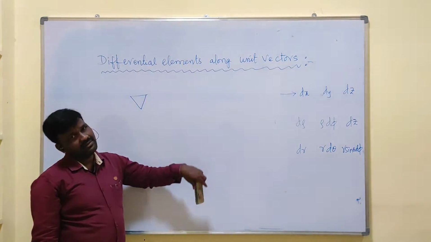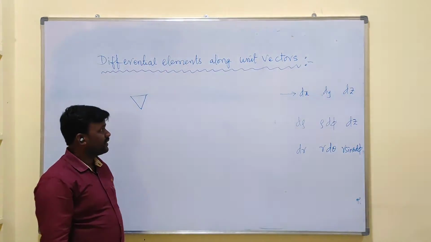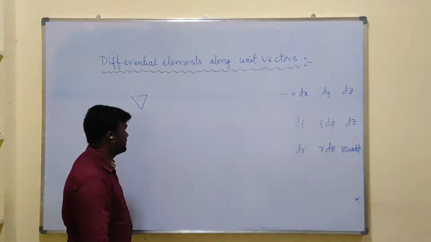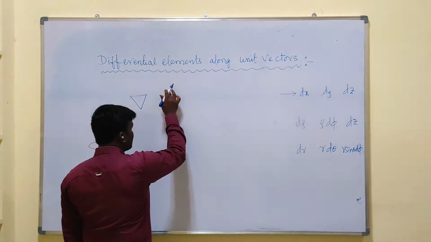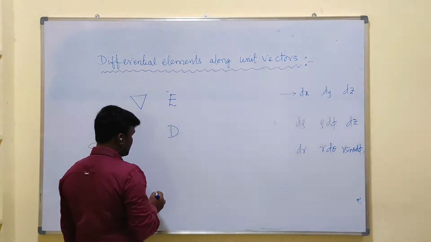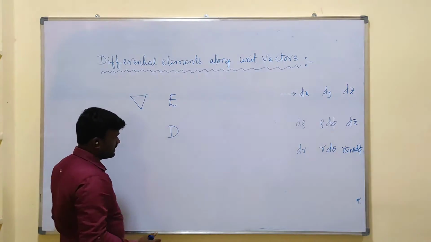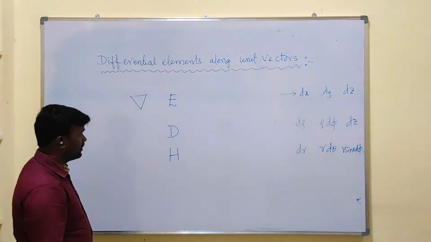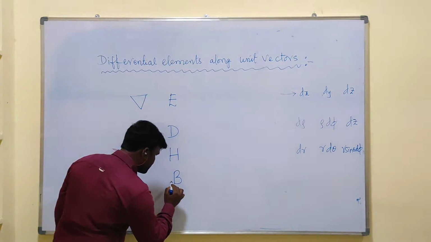We have so many parameters of electromagnetic fields, but the main parameters are intensity and density parameters. The intensity parameter is electric field intensity like this, and the density parameter is electric flux density. Similarly, the electric field intensity is represented by E, and the magnetic field intensity is represented by H. Here it is electric flux density, and here it is magnetic flux density.